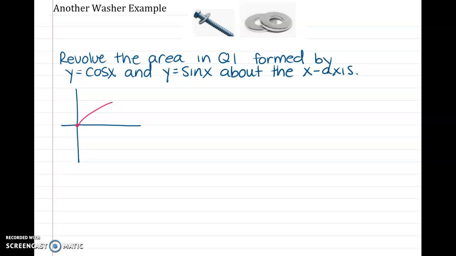And then cosine will start at 1 and curve down, something like that, and they'll meet eventually. Let's see where they're meeting. You might already know, but cosine of x equals sine of x, and this is only true when x equals pi over 4. So then right here, that will be pi over 4.